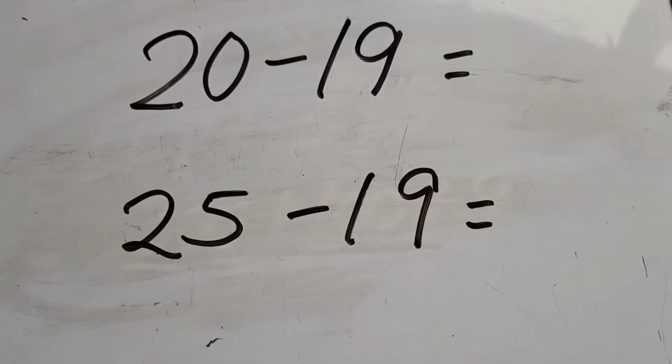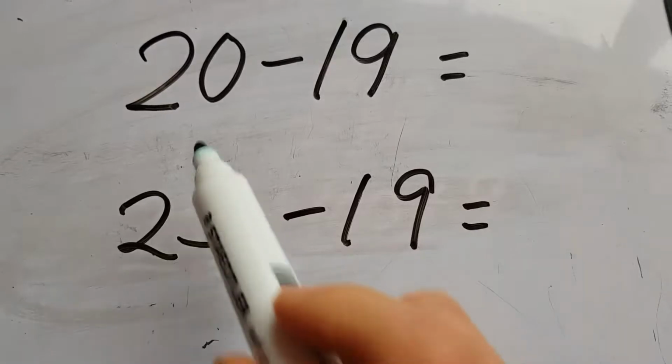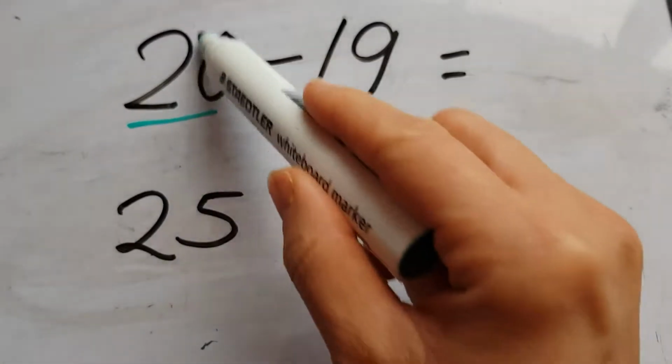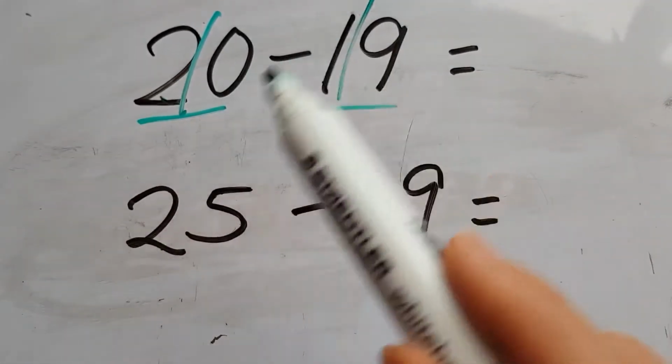In this video, we're coming to the last bit of your course now. We previously learned how to do 20 take away 19, for example. What I've recommended is to partition the number, do the tens take away tens, units take away units.